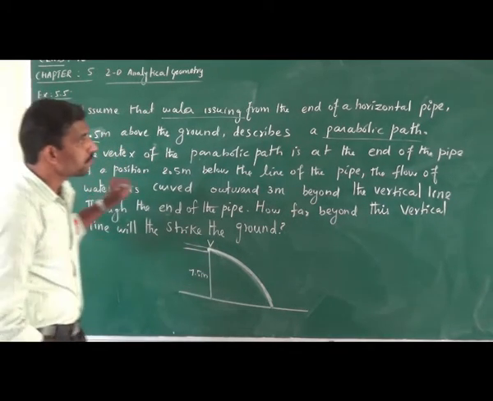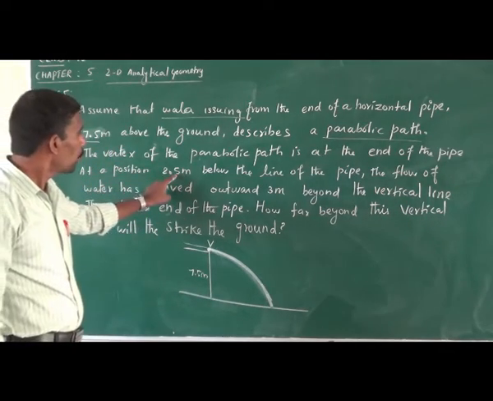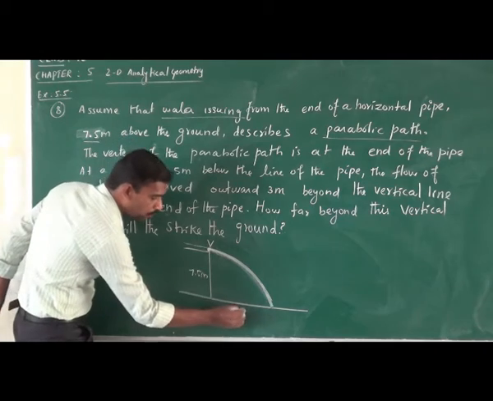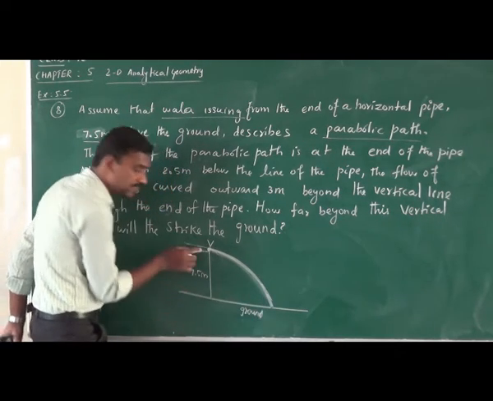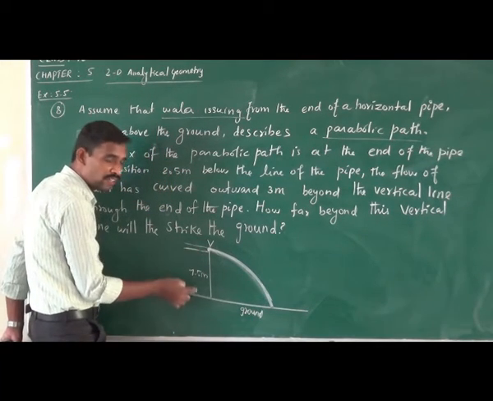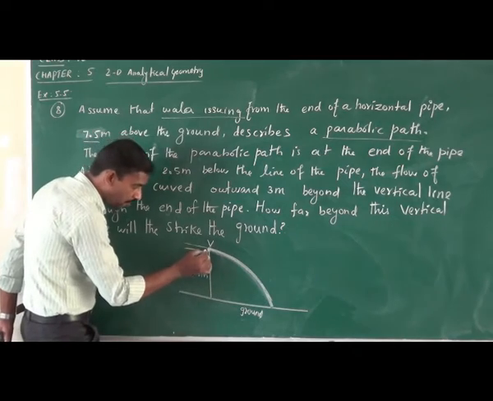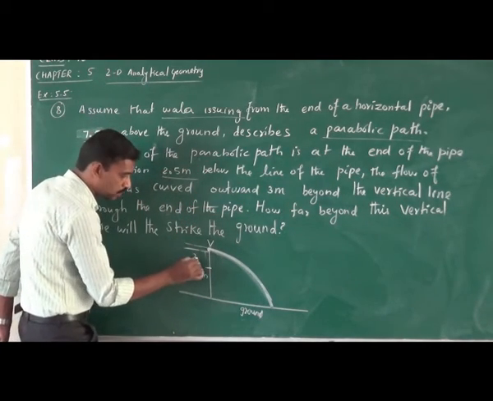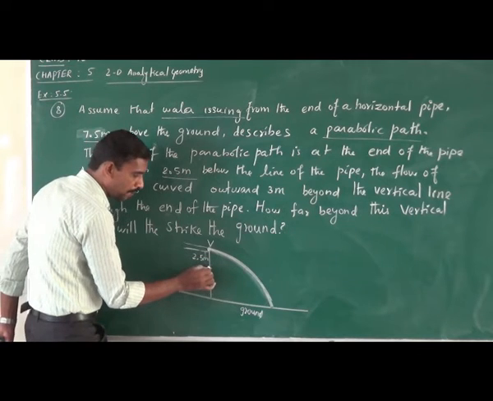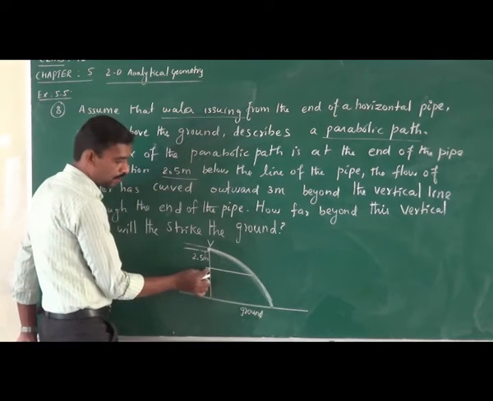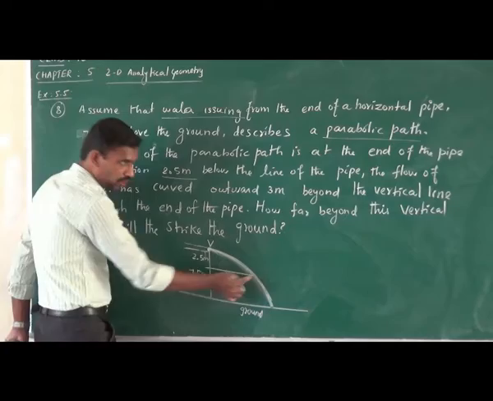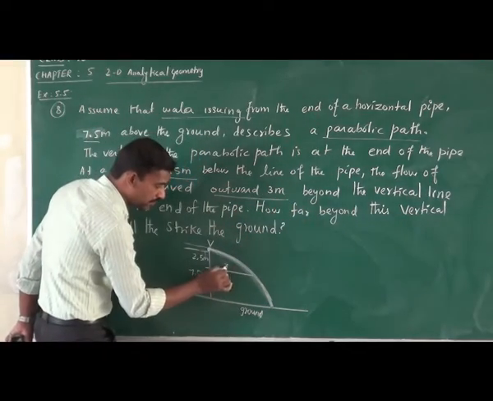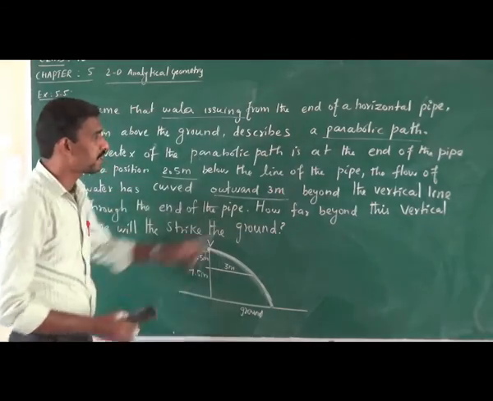Next, at a position 2.5 meter below the line of the pipe. Now this is ground level, this is the end of the pipe, so we have 7.5 meter height. So from the pipe we have to take 2.5 meter below the line. At 2.5 meter below the line of the pipe, the distance from the vertical line to the water is nothing but 3 meter.